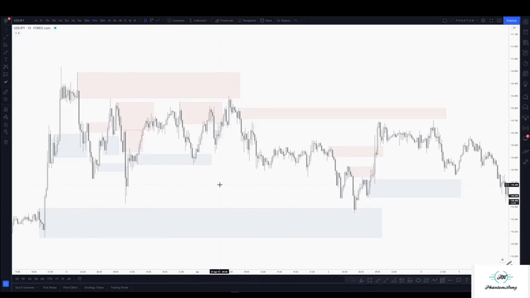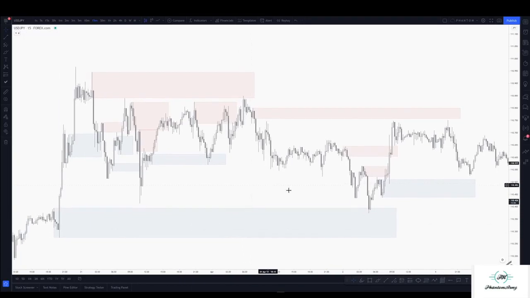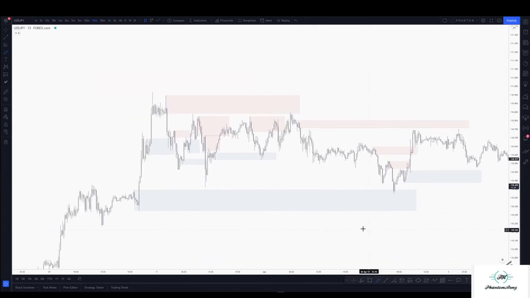zones. Let's break down which model of the supply and demand zones that we've mapped out, whether it be continuation or reversal and so on and so forth. So what we'll do is we'll start on the left side and just work our way to the right based on the zones that we mapped in the prior video.